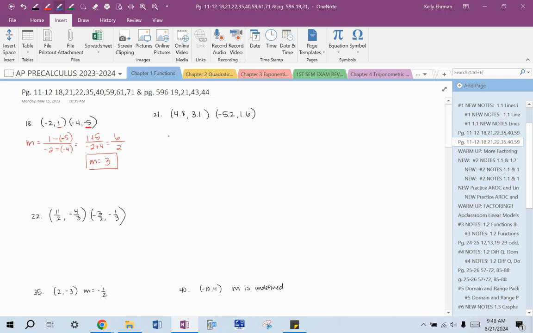Sometimes we'll have decimals to work with. It doesn't automatically mean we will be given a calculator. So we're going to perform the same math. And don't let the decimals trip you up too much. I'm going to change this to minus negative, so plus 5.2. What do I mean by don't let the decimals trip you up?